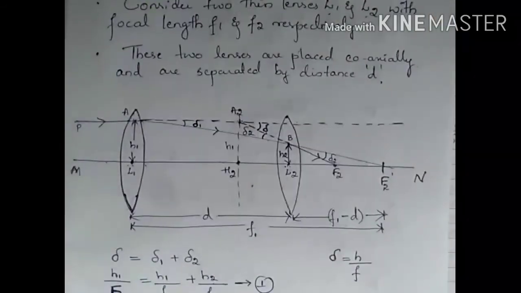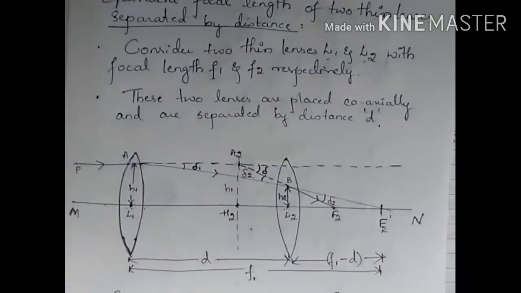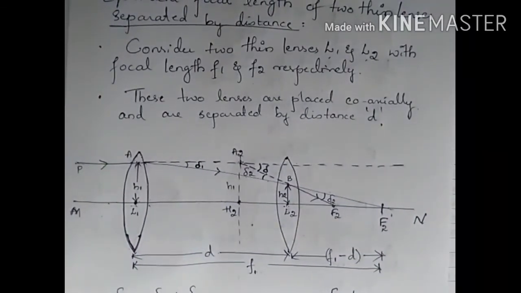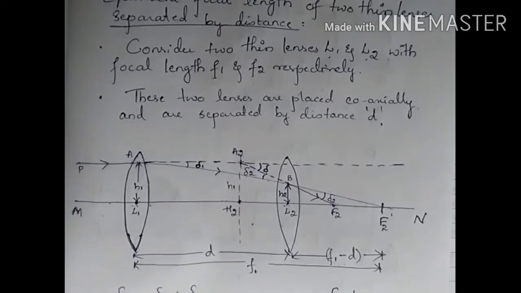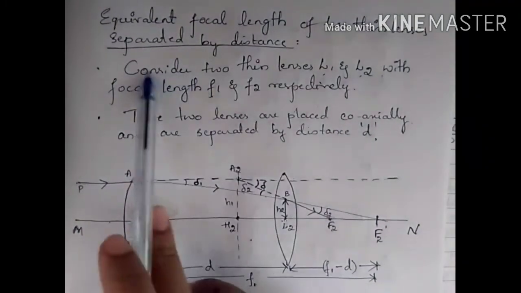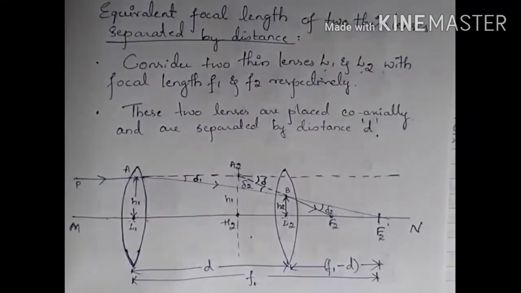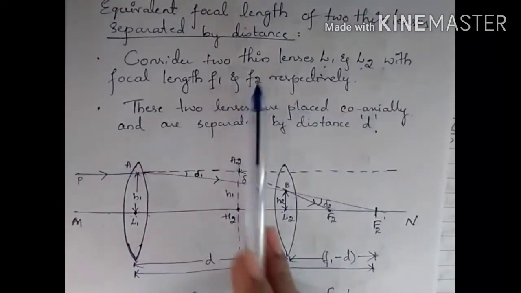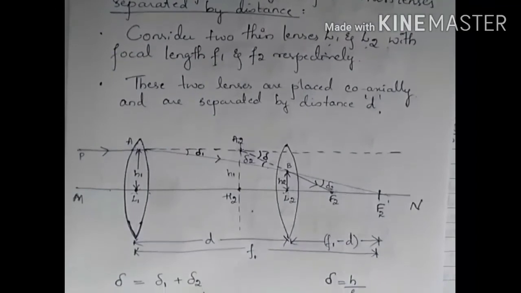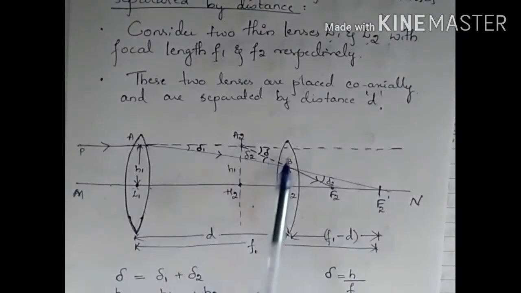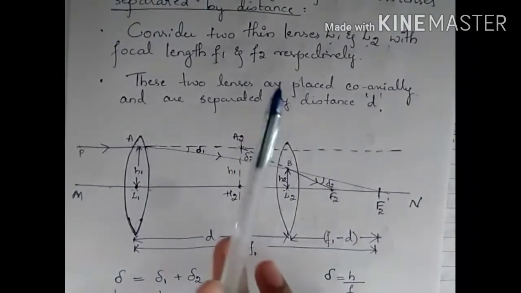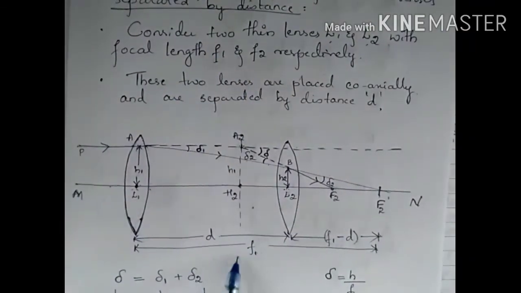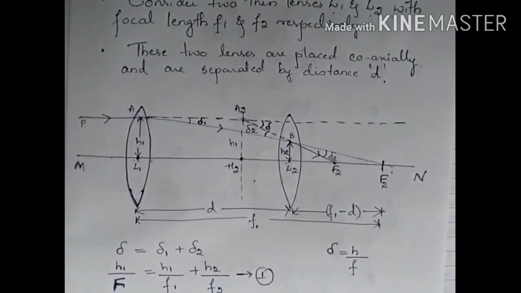So this is the diagram for the two thin lenses which are separated by a distance d and kept coaxially to each other. You have to consider two thin lenses of focal length f1 and f2. As I said, you cannot represent f2 in this diagram since the ray is not parallel to the lens L2. So the only thing we are representing here is f1. So f2 is not represented here.